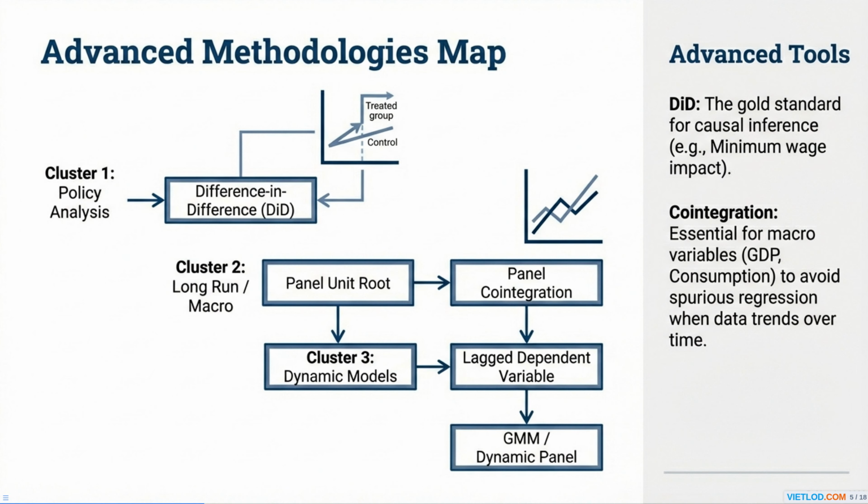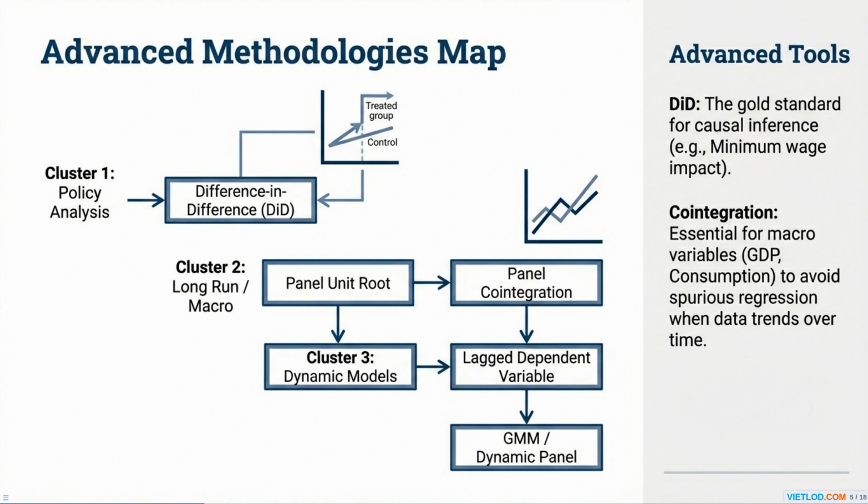Cluster 2 addresses long-run and macroeconomic analysis. This pathway often starts with panel unit root tests to assess the stationarity of our variables. If variables are found to be non-stationary, the next critical step is to test for panel co-integration. Co-integration, as mentioned in the Advanced Tools section, is essential for macro variables like GDP or consumption to prevent spurious regressions that can arise when trending data is used without proper handling. This naturally leads into the development of dynamic models, which often incorporate lagged dependent variables.